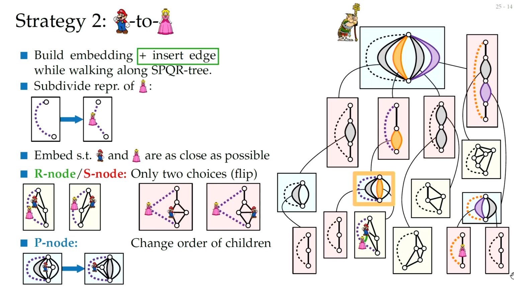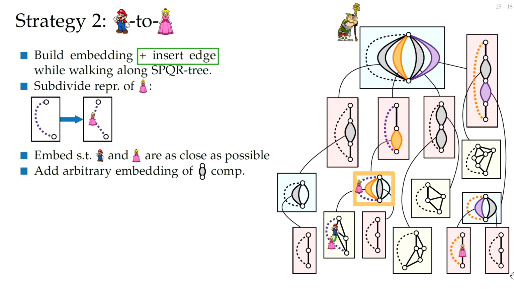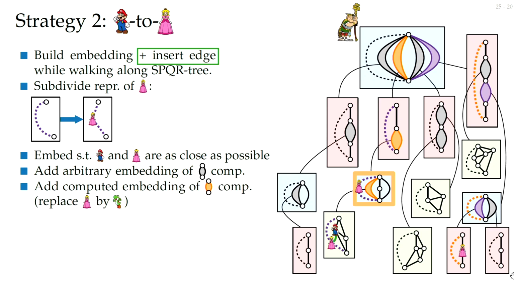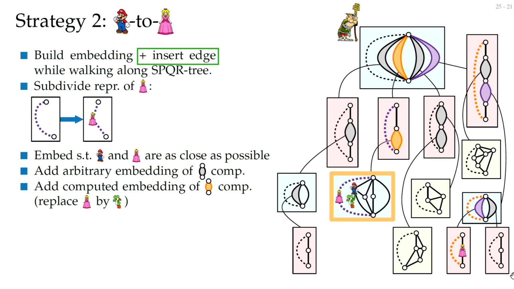This component, we don't care how this is embedded. So we take an arbitrary embedding of this and place it here, like this. But for the orange one, that we have already computed, so we have to add exactly this embedding that we have computed in here and replace the orange component by it. And then we get this component, and to avoid confusion, I replaced Peach by Yoshi here.